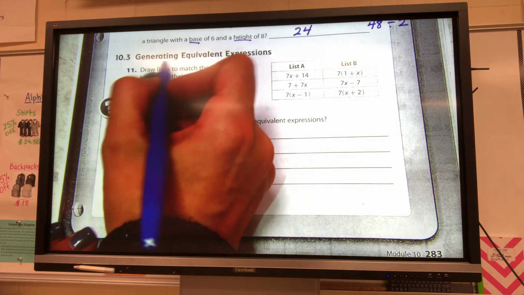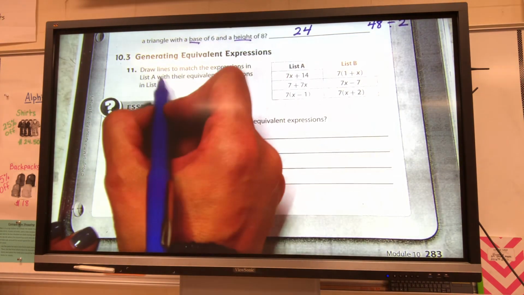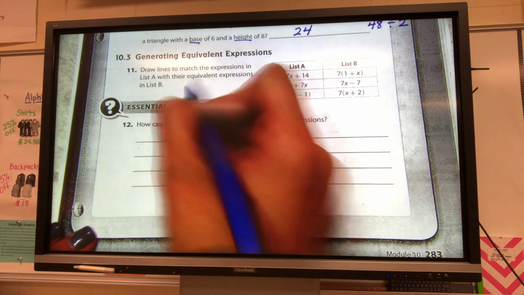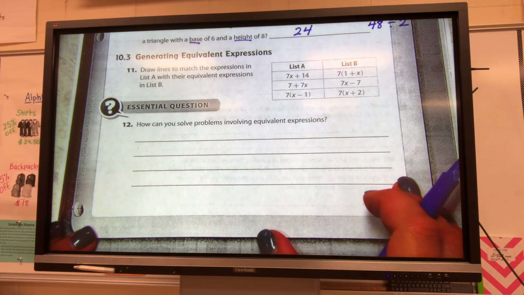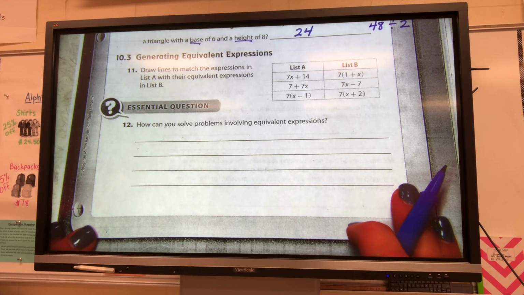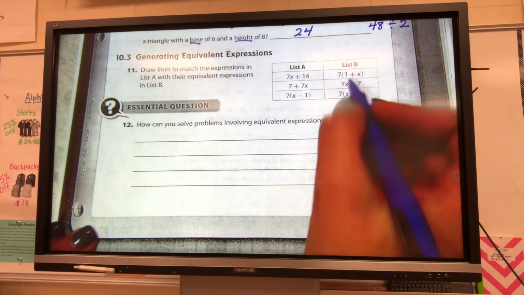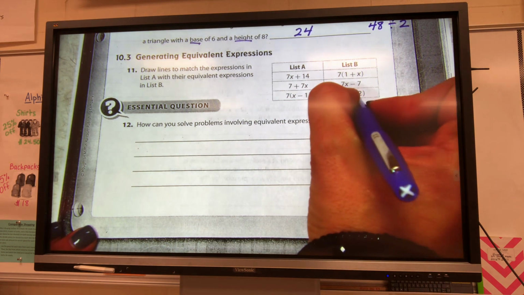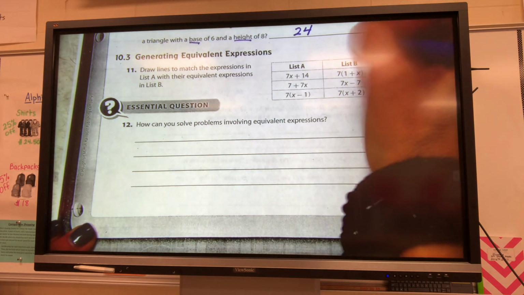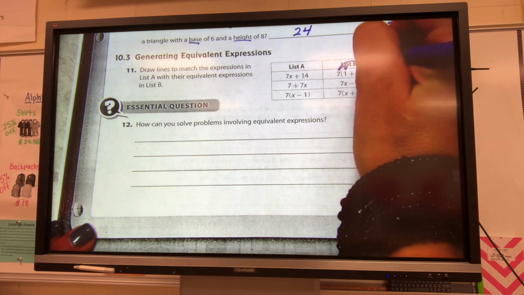For 10.3, generating equivalent expressions. Draw lines to match the expressions in list A with their equivalent expressions in list B. Now here is my suggestion for this one. You will see this exactly on your test. It looks just like this, different numbers. My suggestion to you is to look at the ones that have the parentheses. We're going to share the love or we're going to distribute. The same thing. So here's my arrows.